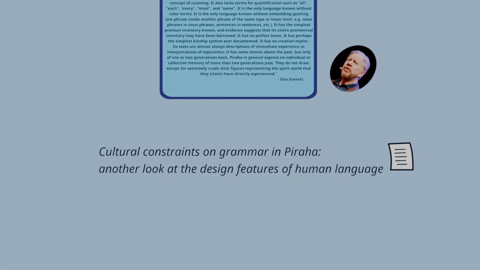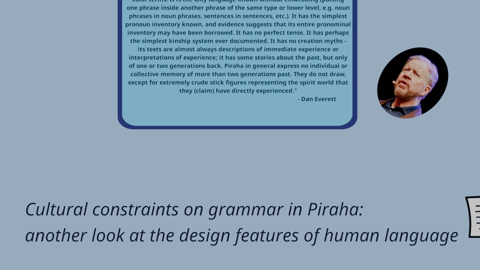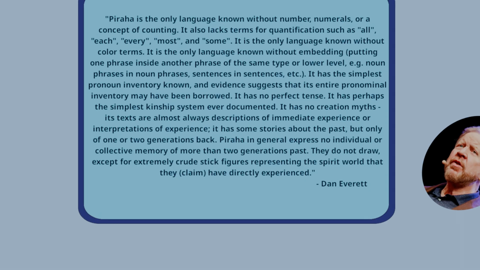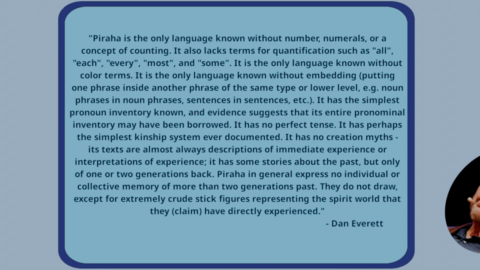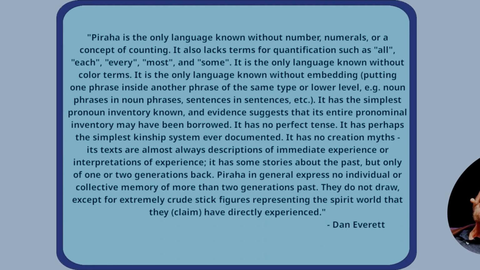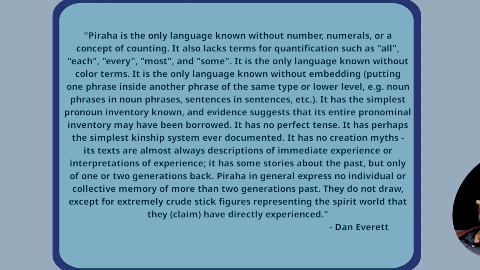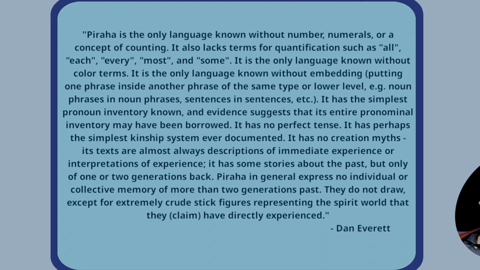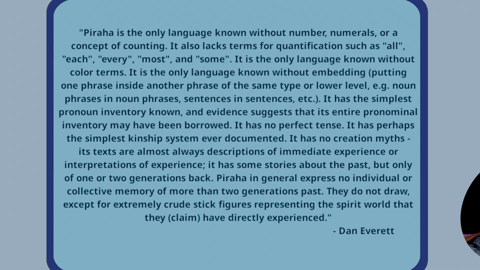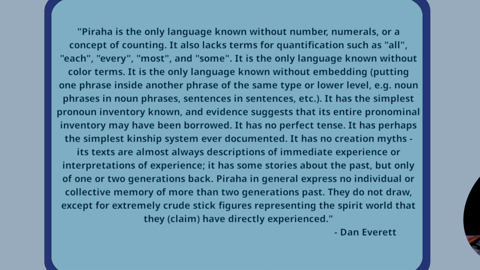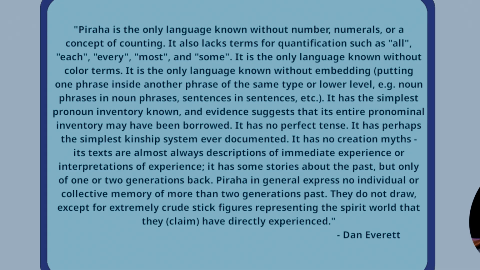Everett starts his paper by examining a number of features of Pirahã language and culture, which on the face of it don't seem to have all that much to do with one another. Quote, Pirahã is the only language known without number, numerals, or a concept of counting. It also lacks terms for quantification, such as all, each, every, most, and some. It is the only language known without color terms. It is the only language known without embedding, putting one phrase inside another of the same type or lower level. For example, noun phrases and noun phrases, sentences and sentences, etc.